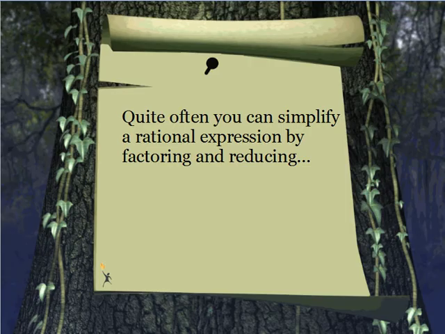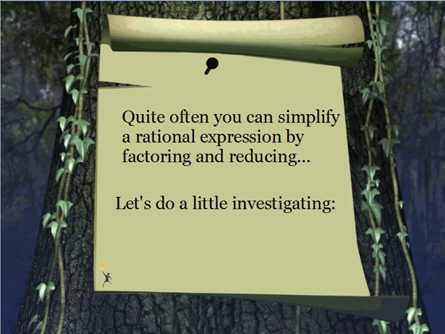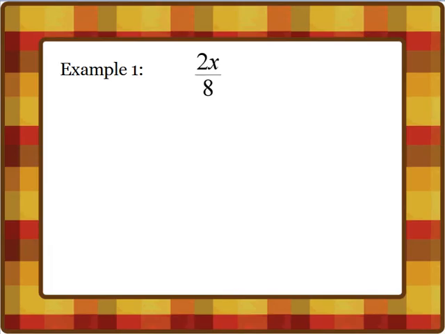Quite often you can simplify a rational expression by factoring and reducing. So that's what we're going to focus on today, is the factoring and reducing part. So let's do a little investigation. First of all, let's do 2x over 8. We're going to do a little bit of factoring here. Now really what we're going to do is reduce a fraction.